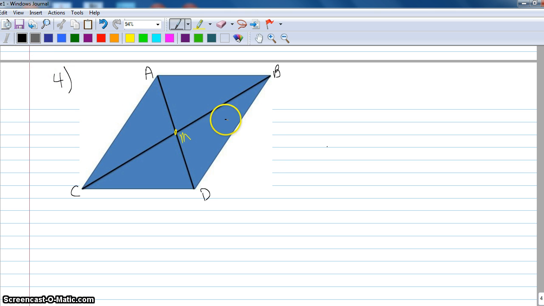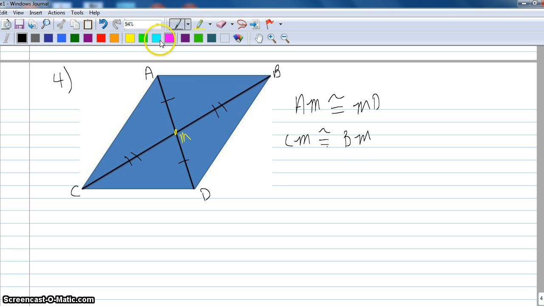Alright. Well, the cool thing about diagonals in a parallelogram is that they bisect. Bisect is cut in half. Remember that. Cut in half means equal. So, AM equals MD. And that equals, they're congruent, same thing. And CM is congruent to BM.